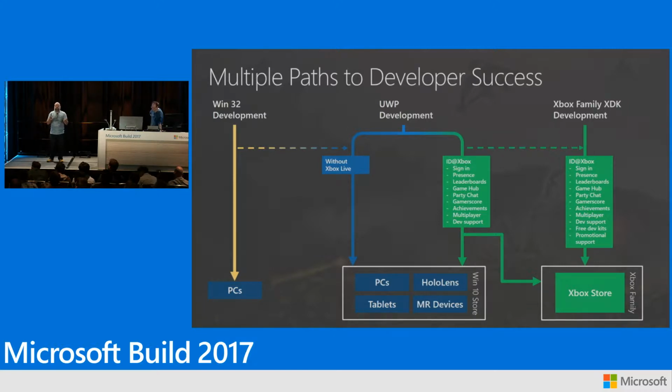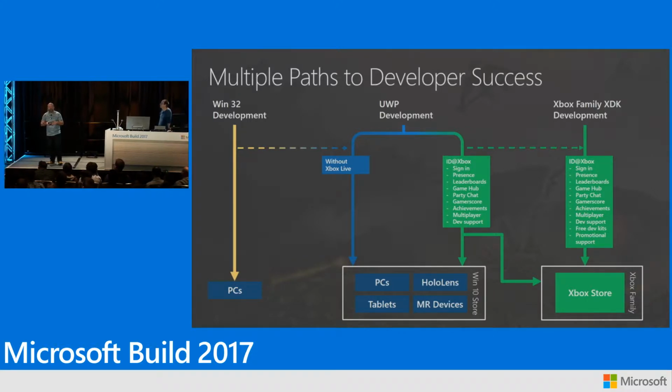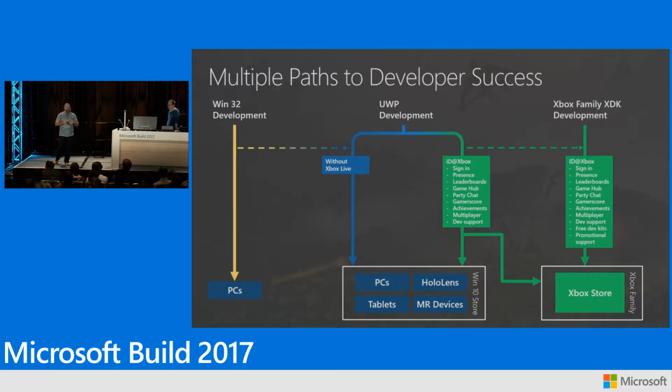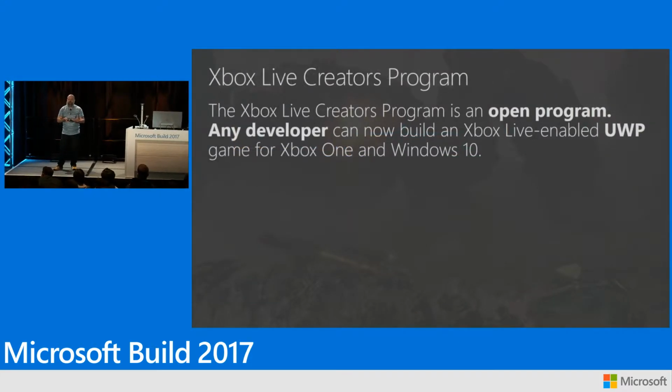But we now give you the ability to create UWP games. If you do it without Xbox Live, you publish into the Windows 10 store. If you sign up with the ID at Xbox program, you have the ability to publish to both. As a UWP, you publish into Windows 10, and then on the Xbox side, you can do that managed pathway. There's a bit of a hole there. And so back at GDC, just a couple months ago, we announced the Xbox Live Creators Program.